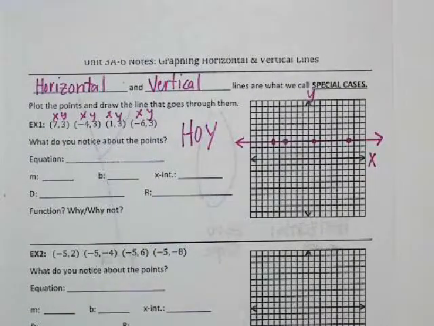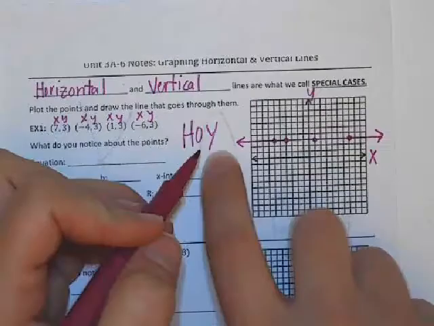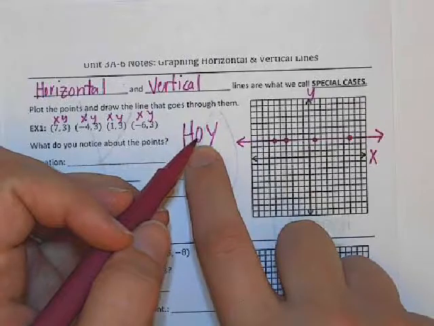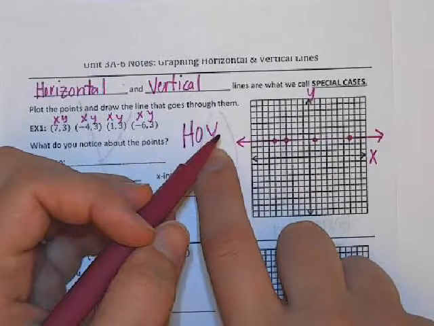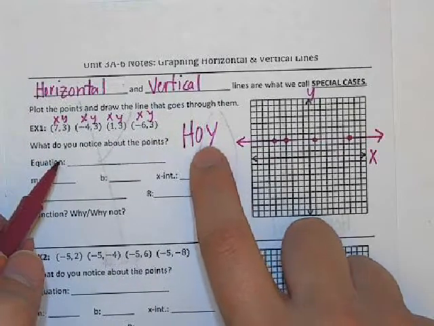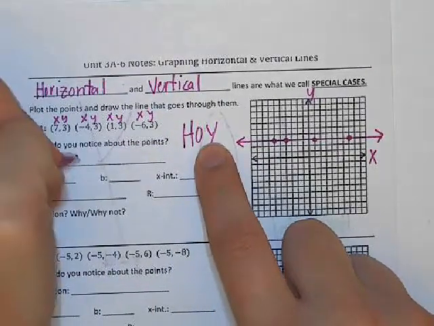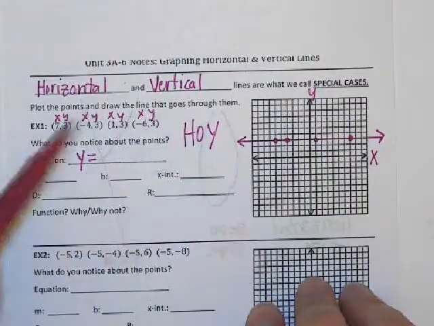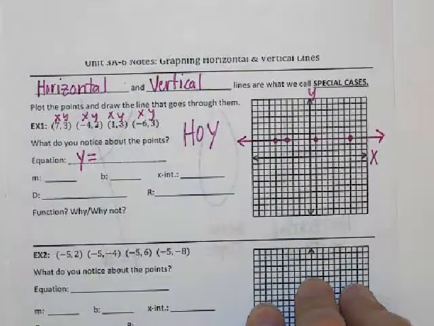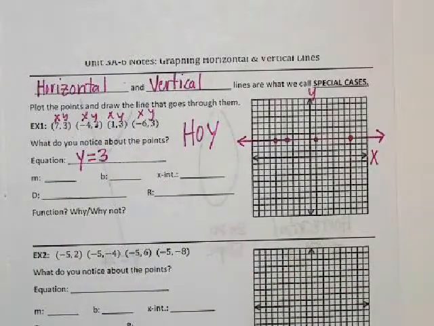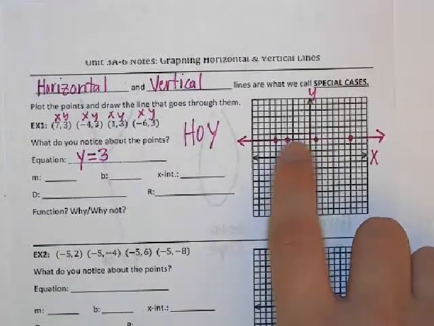So my equation for a horizontal line. Well, H stands for horizontal, O stands for 0 slope, Y stands for Y equals a number. Okay, so my equation is going to come from this Y. So it's Y equals a number. Well, what is the Y? The Y's are 3. So every Y is going to be 3, forever to the left, forever to the right. Y's are always going to be 3 because the line goes on the 3.